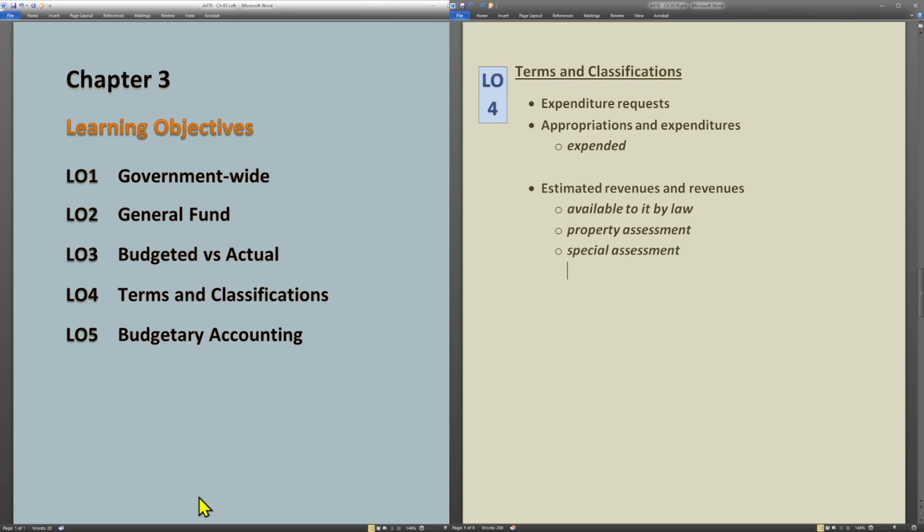Expenditures are classified by the following categories. They're always classified under the fund format. This is the basic accounting entity for governmental reporting, or at least the fund reporting.